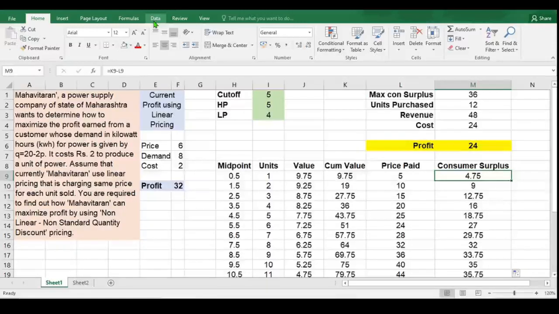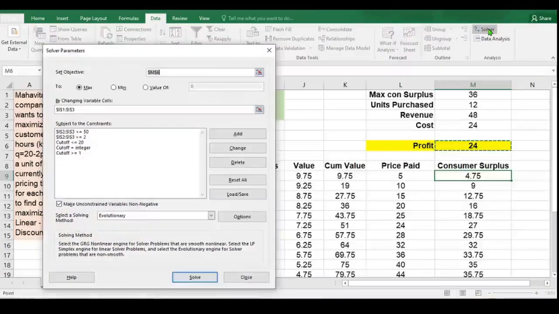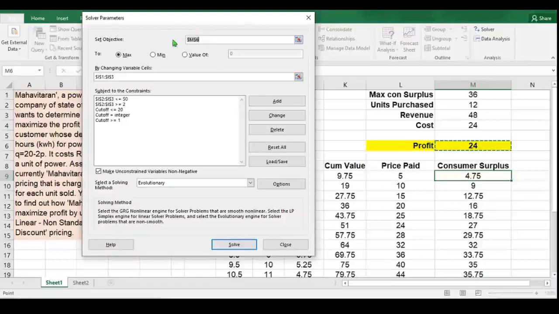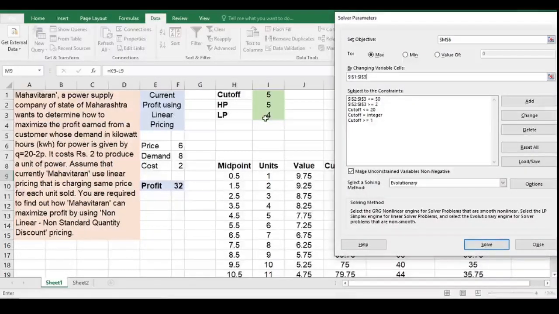As far as solver is concerned, again the things will remain the same as we have used in standard quantity discount pricing. So go to Data. Click on Solver. If you look at the set objective, we have already entered M6, that is the total profit, which is available here. Set the objective to maximum by changing variable cells. We have entered this range, that is I1 through I3.